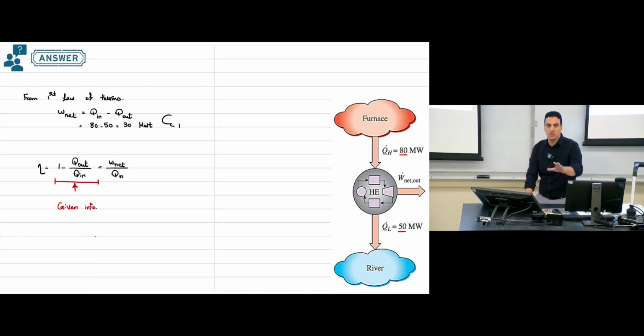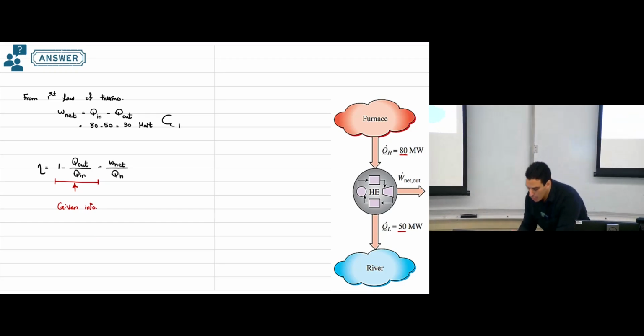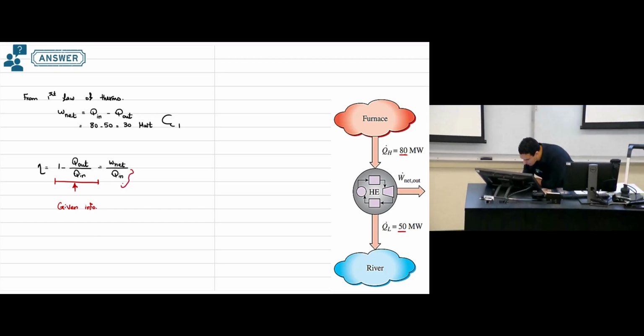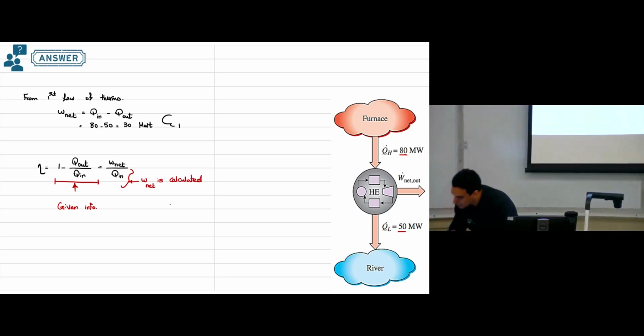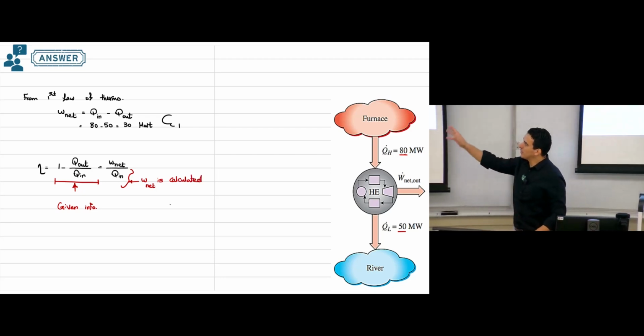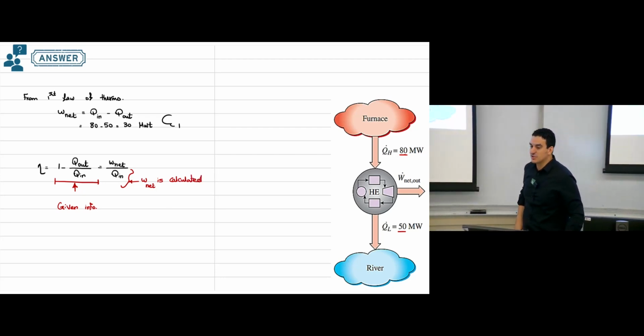Because Q in, Q out, both of them are given. We can also use this formula, but in this formula we have net work, which we calculate. Here I know that the calculation of net work is very simple, so there's no chance to have any mistake in this.